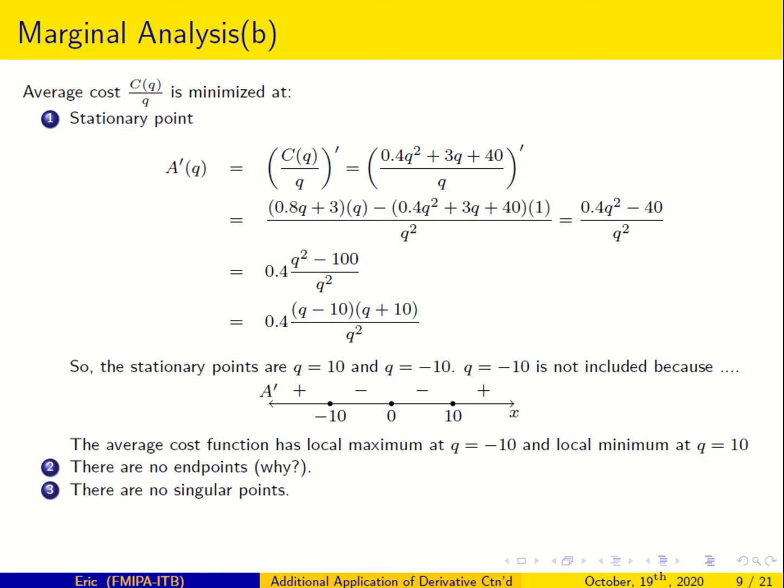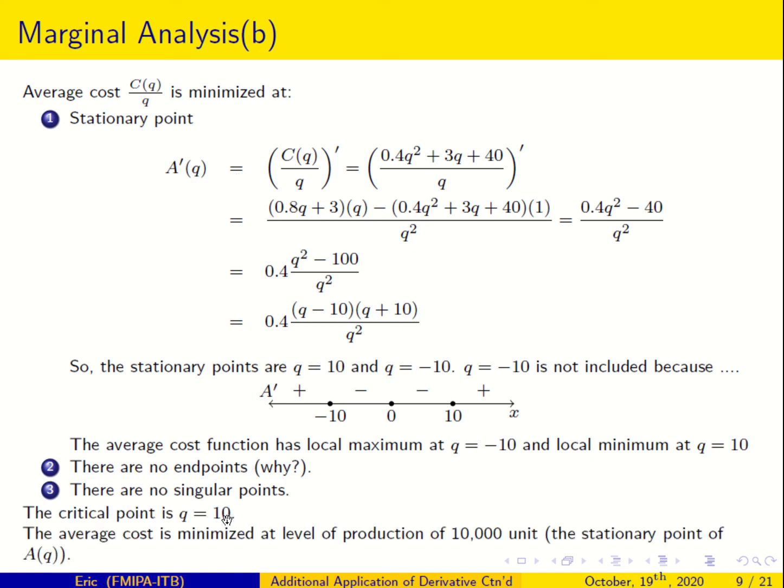And there are no singular points, but there is Q here. But Q equals 0 is not on the interval. Q cannot be 0 because this is division by 0. So the critical point is Q equals 10, and the average cost is minimized at a level of production of 10,000 units. That's the stationary point of A(Q).